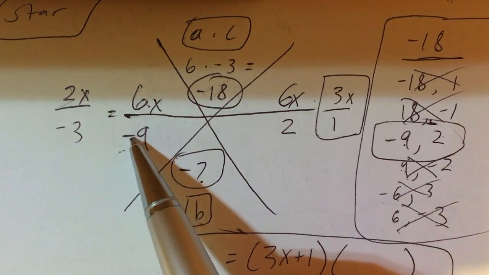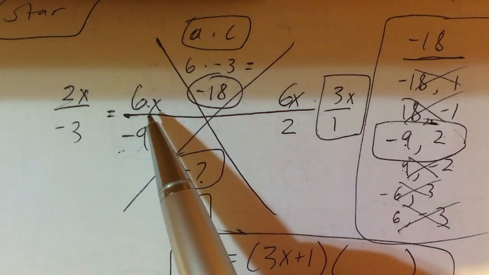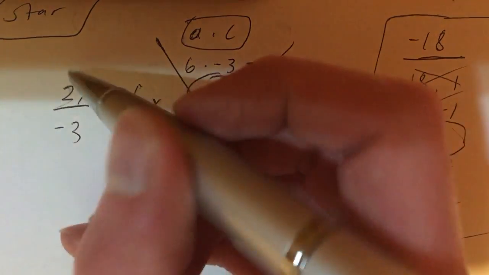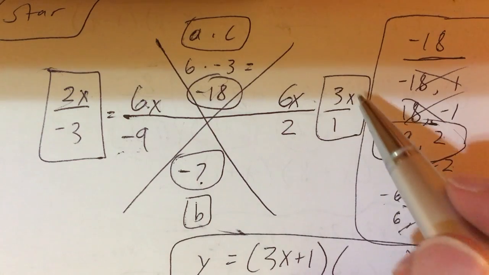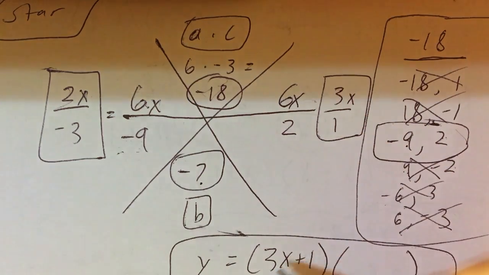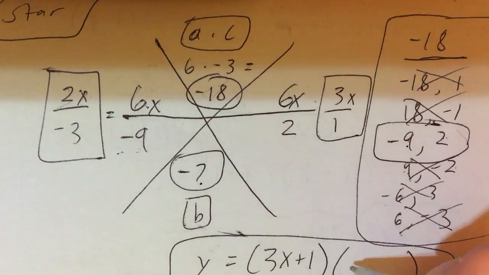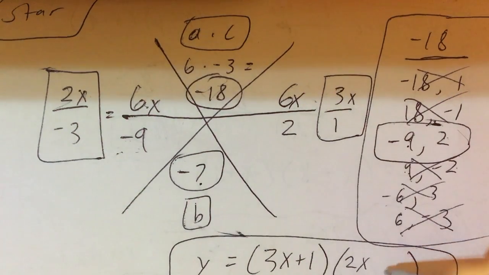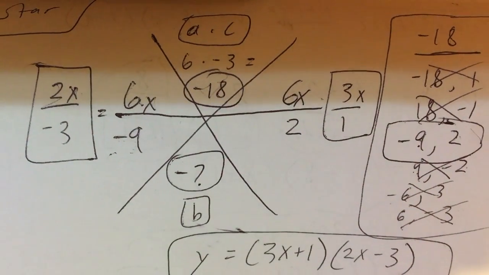I always tell you to leave everything where it was. So the negative was at the bottom before, so it stays at the bottom, and the x was at the top, so she stays at the top as well. This tells you your other set of parentheses. So since that one was 3x over 1, that's why we said 3x plus 1. And this one is 2x over negative 3. So we're going to write that as 2x, well, there's a negative 3 on the bottom, so minus 3.